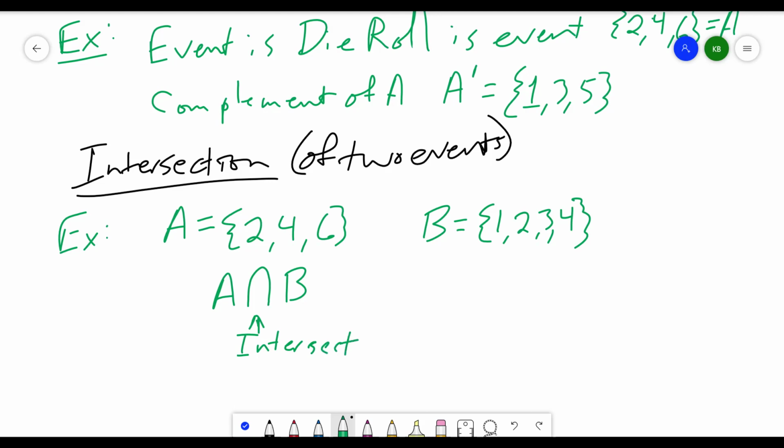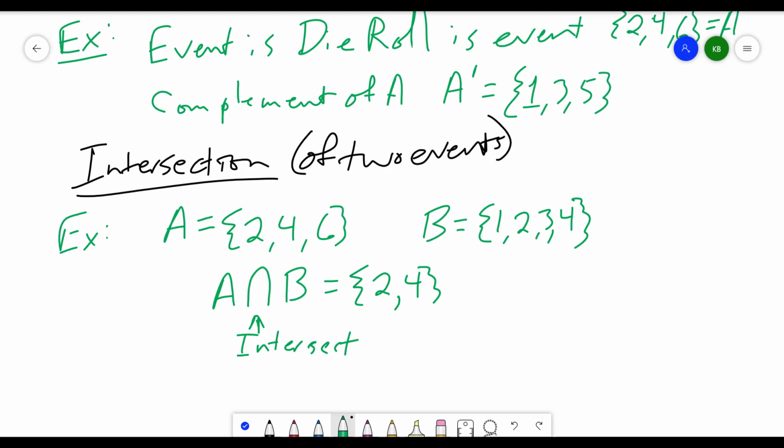So A intersect B is going to be all of the elements of the event that are shared between both events. So I have a 2 in both A and B, so 2 gets in here, and I have a 4 in both A and B. So any element that's in A and B, that's why I like to think about this upside down U as an A, because it stands for and. It ends up in the intersection of the two events.